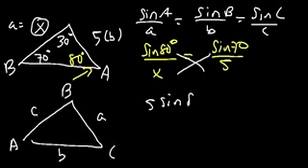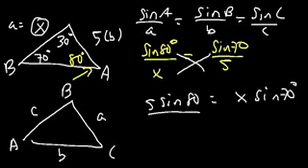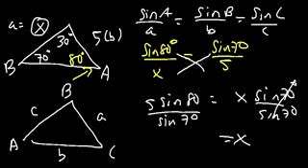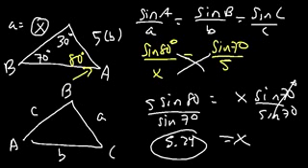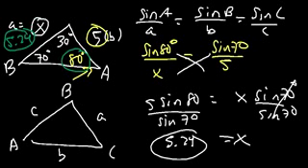So 5 sine 80 is equal to x sine 70. So if you solve for x, divide both sides by sine 70. x is equal to that. So go ahead and type that in your calculator. So 5 sine 80 divided by sine 70 is equal to 5.24. Notice that the larger angle is associated with the larger side. 5 is smaller than 5.24 because 70 is smaller than 80.